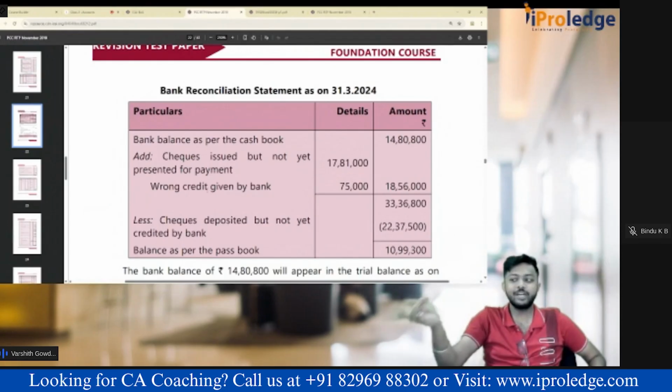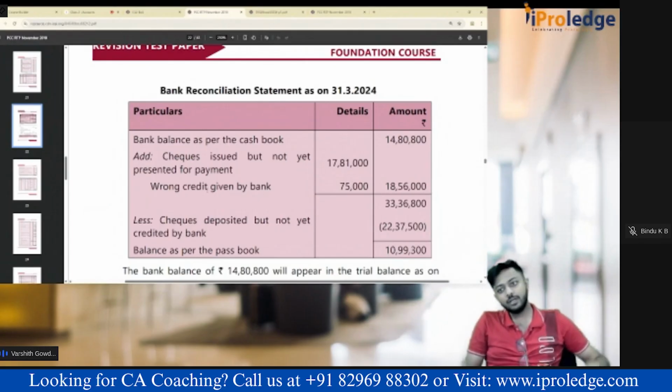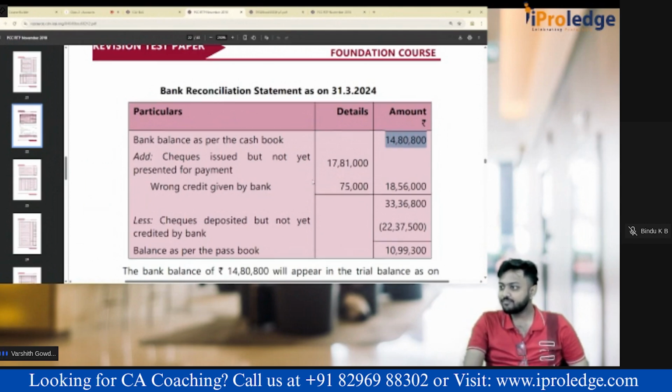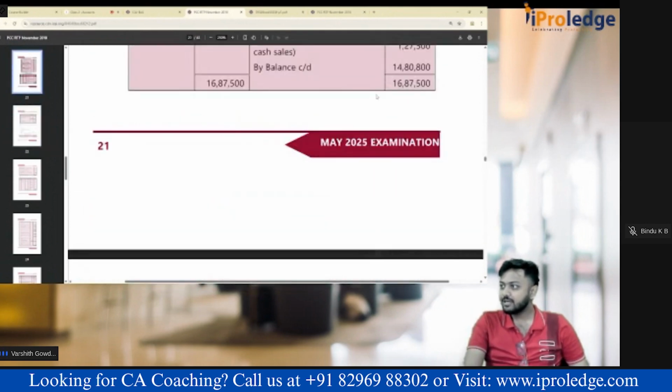Then check deposited, not yet credited. Cash book is more, passbook is less. You're supposed to subtract cash. So you'll get it 10,99,300. Clear? One important thing is by taking this cash book here, this should come from the adjusted cash book.